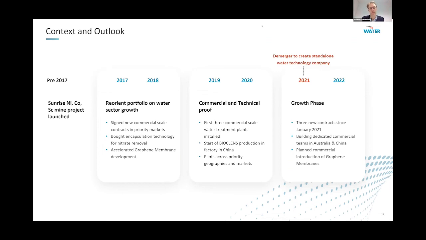A second near time or slightly longer would be China, where we're building our first large-scale demonstration plant for nitrate removal. And that would in itself then, in our expectation, generate a lot of follow-up requests and growth. And we already see that.